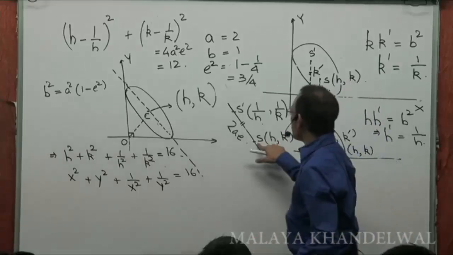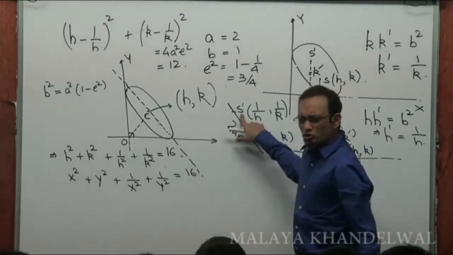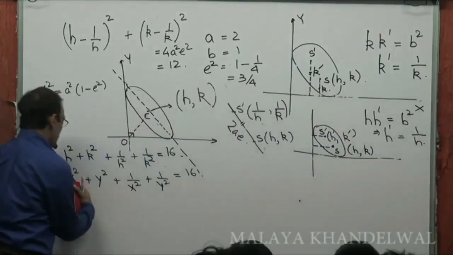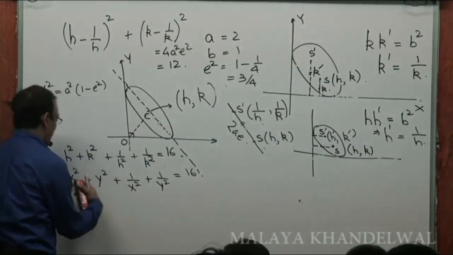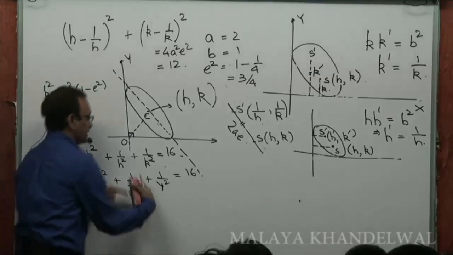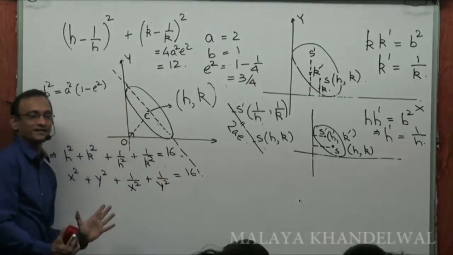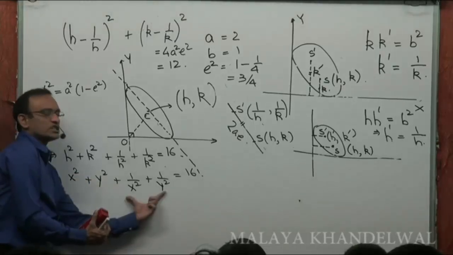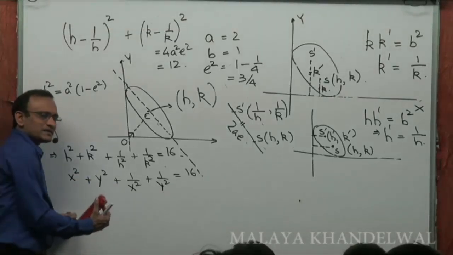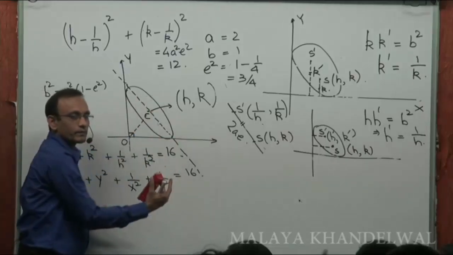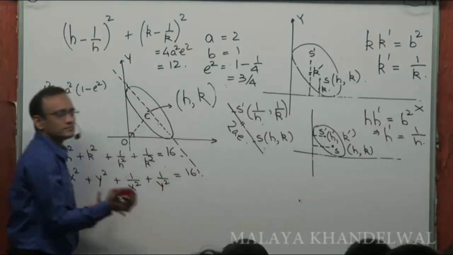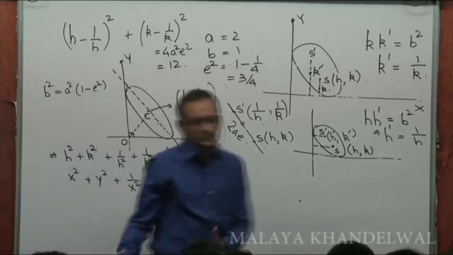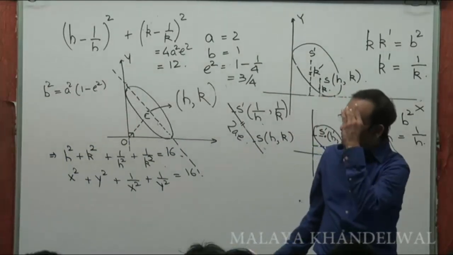So if it's the locus of S, why do you think it will also be the locus of S prime? Because, see, in this case, replace x by 1 by x and y by 1 by y. This will become 1 by x squared plus 1 by y squared plus x squared plus y squared equal to 16. So yes, reciprocity is enjoyed here. Replace x by 1 by x and y by 1 by y. So the locus of the two foci will be this only. Got me?